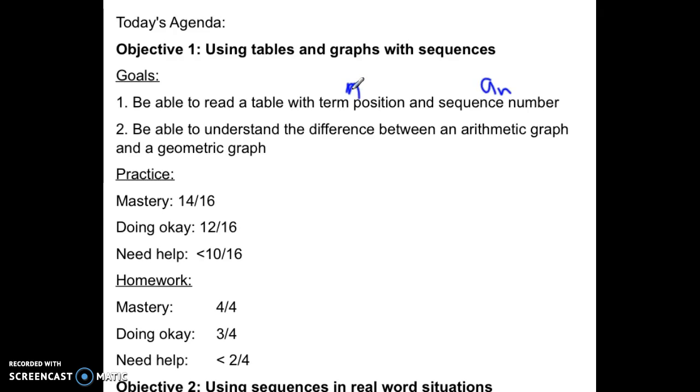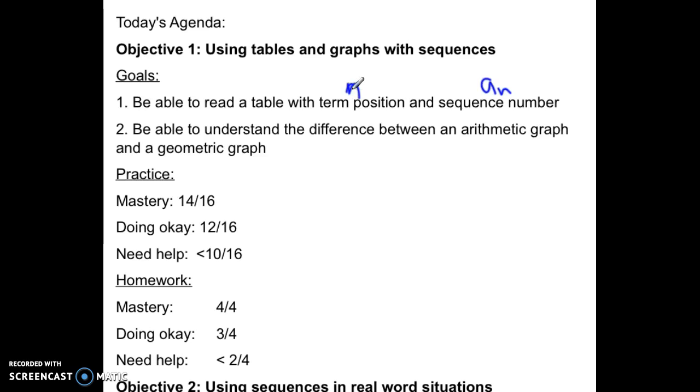versus the sequence number. And then also being able to understand the difference between an arithmetic graph and a geometric graph. Just like you were able to understand the difference between the arithmetic explicit formula and the geometric explicit formula, hopefully at the end of practicing objective one, if you were to look at a graph, you'd be able to tell me, is it arithmetic or geometric?